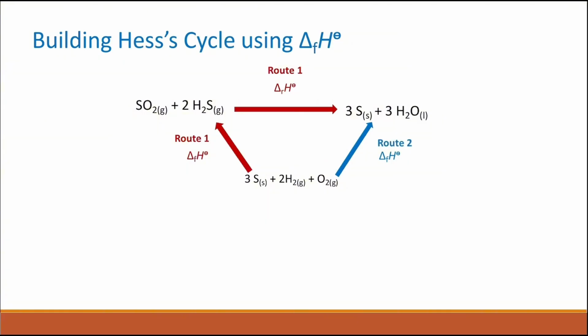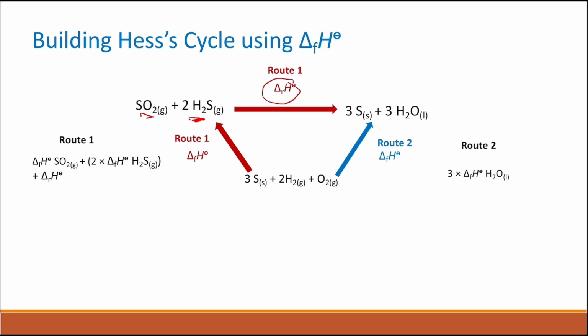Route two will be the one in blue, which goes in the opposite direction. Route one will give you the enthalpy of formation of sulfur dioxide and two times the enthalpy of formation of hydrogen sulfide because we have two moles. And route two, in addition, of course, to the enthalpy of the reaction, which is missing.